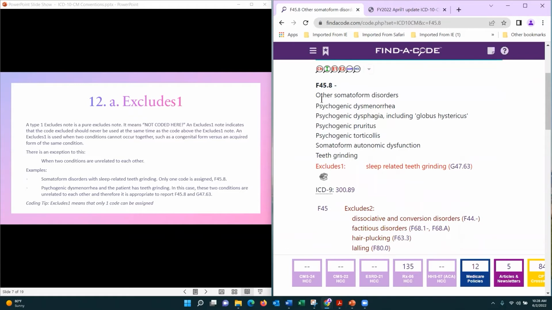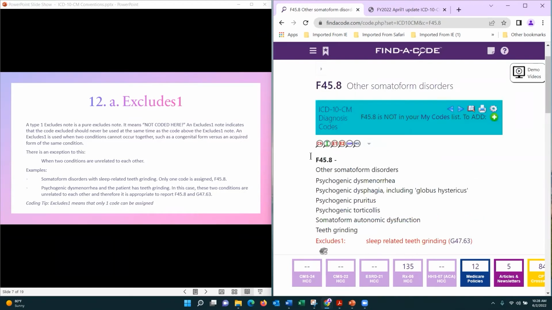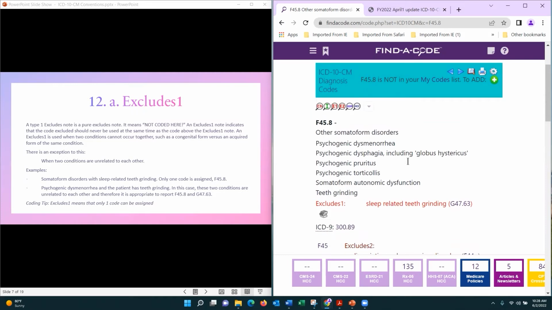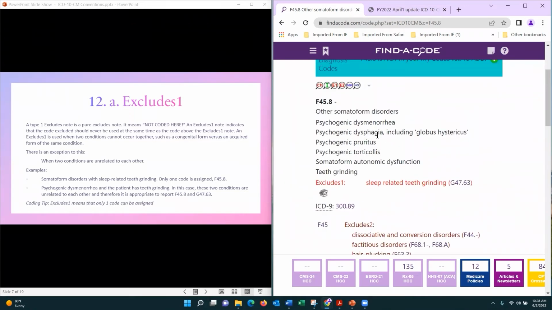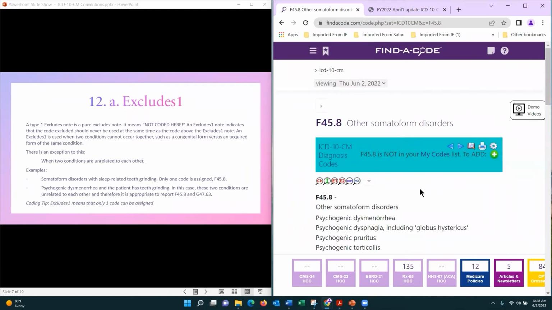When I get to F45.8, I see here an excludes one, sleep-related teeth grinding, coded to G47.63. Can I assign G47.63 with my F45.8? No. So I would only use one code, which is your F45.8, because I do have a specified disorder.